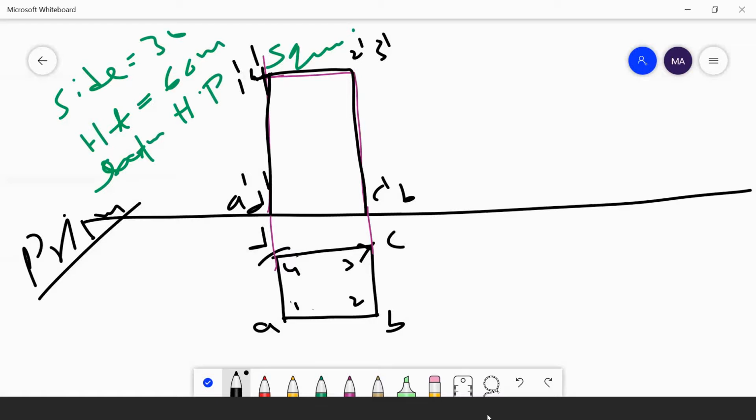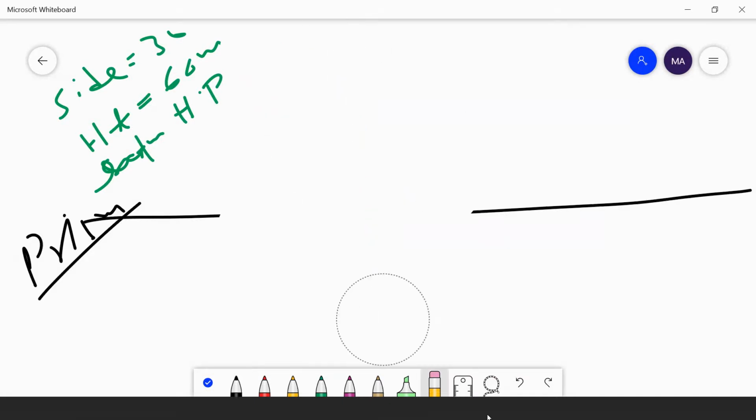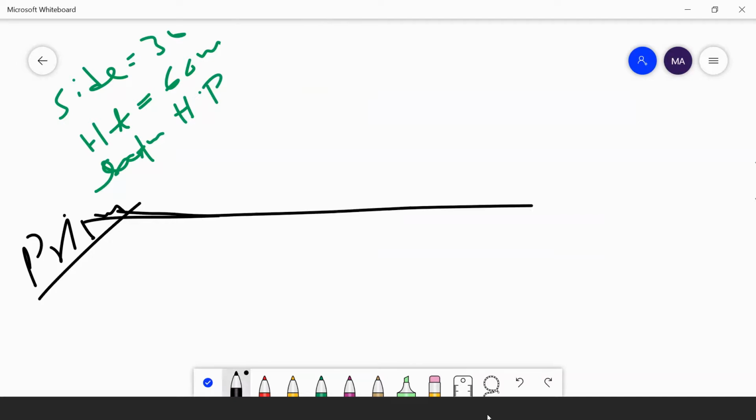First we will draw the prism, then we will go to the solids of revolution. Now very important, if you don't know how to draw this one, it is difficult to draw the projection of solids. First I am drawing the square prism.